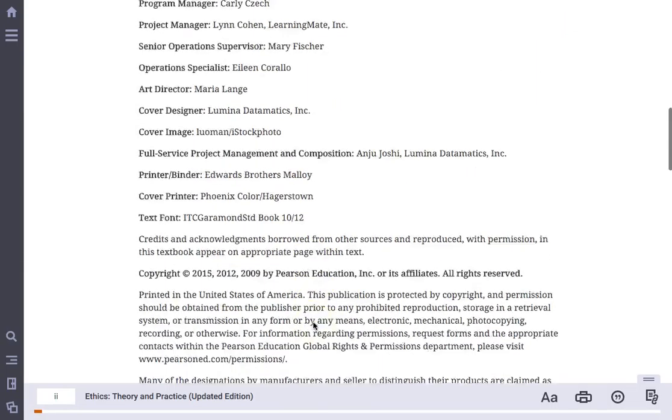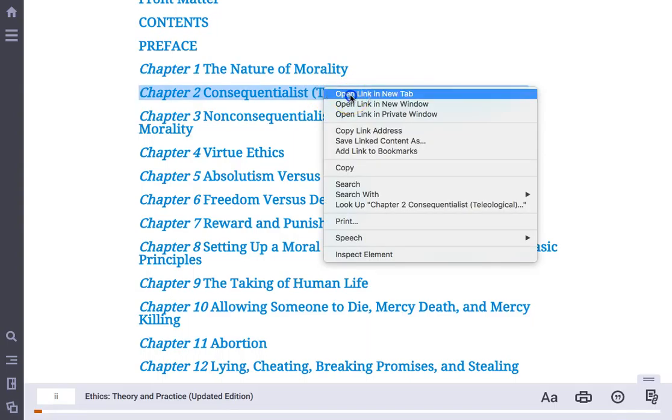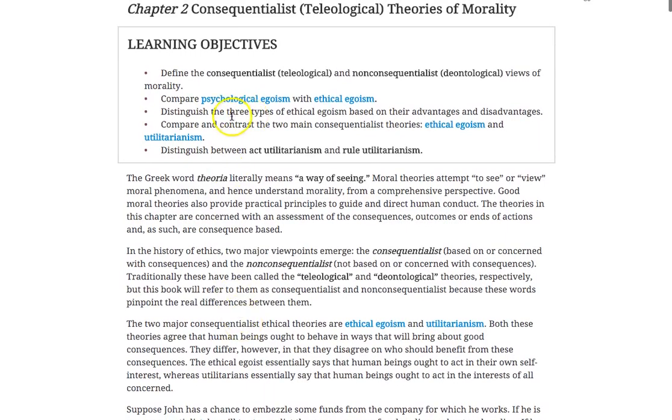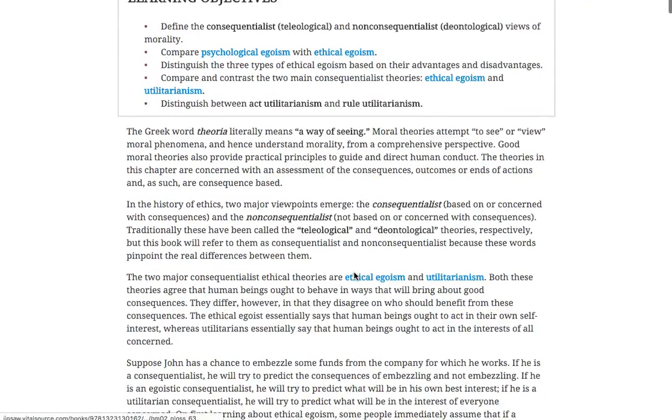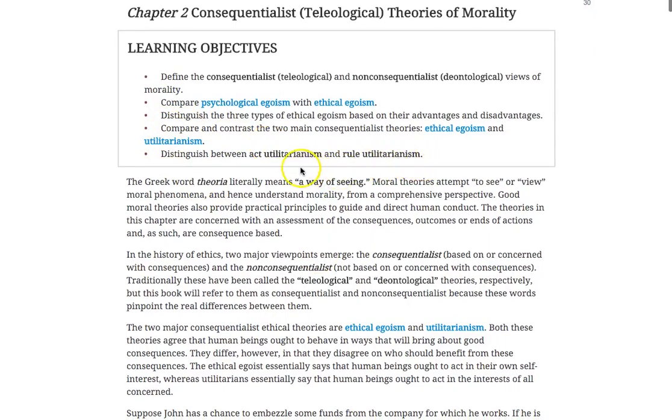What you're going to want to do is go down and look at chapters 1, well, mostly chapters 2 and 3 for this assignment. I'm going to open this in a new tab so we have it correctly. So this is chapter 2 on consequential reasoning, and it discusses everything from psychological egoism to ethical egoism and utilitarianism, which are the two major forms of consequential reasoning we're going to be examining in this class.